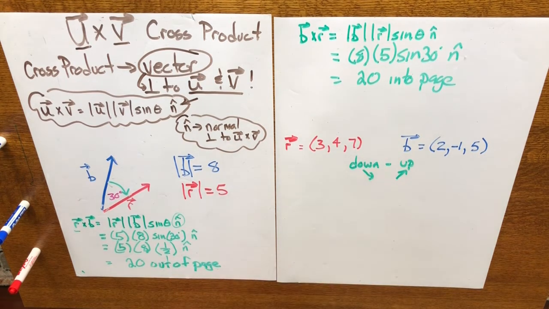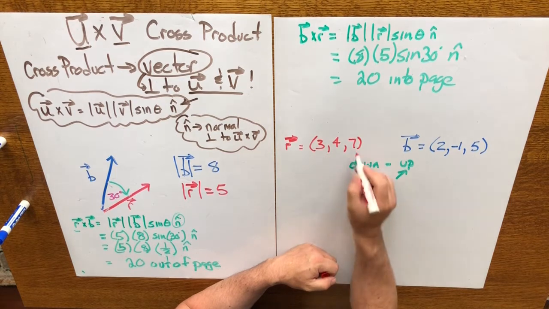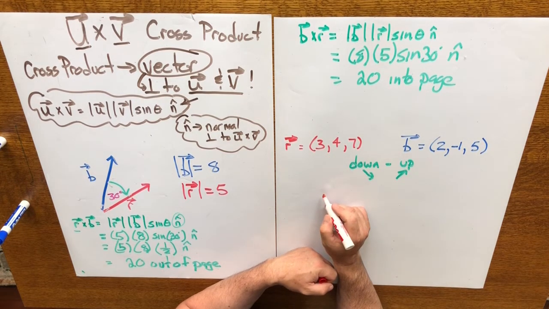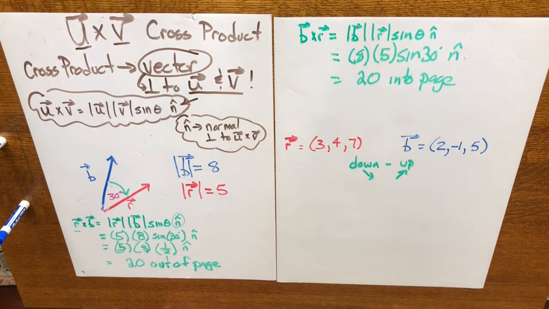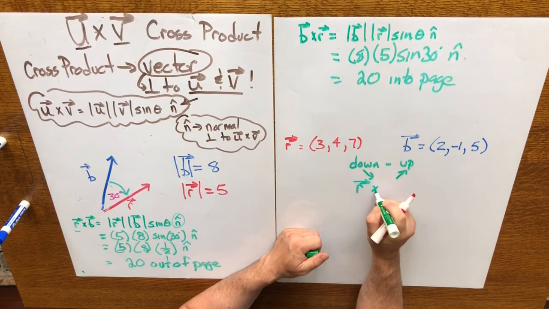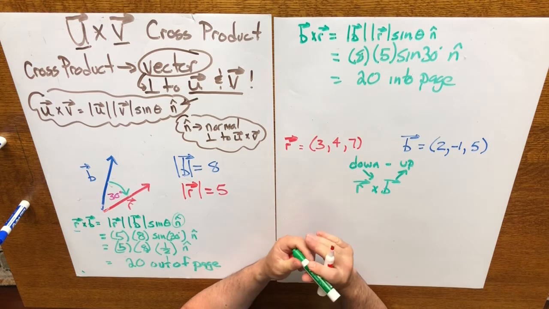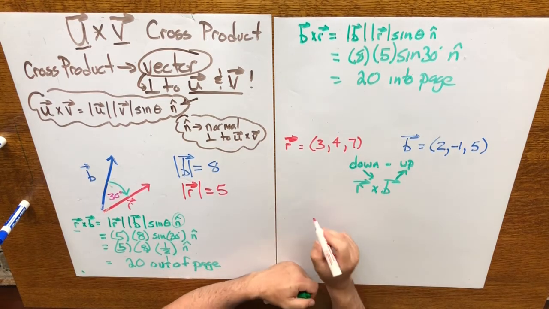If the vectors are algebraic, as I've just shown you them here, there's a shortcut method for calculating it. I'm going to give you the note to show you as much, but for now, let's just see if I can do a simple example here. So 3, 4, 7 is vector R, and we want to do R cross B. So if we're going to do R cross B, we're going to list the vectors in a little matrix, and we're going to take the down products minus the up products. So this is how it looks.